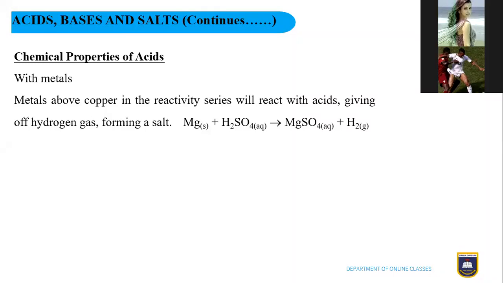It increases down the group because metallic character increases down the group. That is the reason why reactivity increases down the group. For the metallic series, for metals, metallic character increases down the group, but metallic character decreases across the period. That's why you have metals to the left and non-metals to the right. As you move from metals to non-metals, metallic character decreases, metallic behavior decreases.